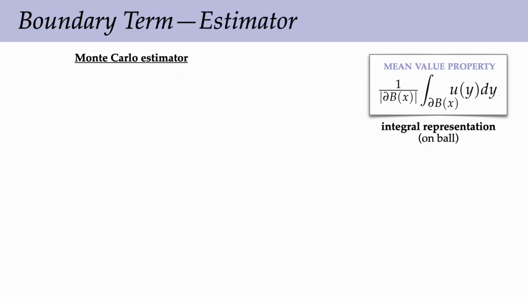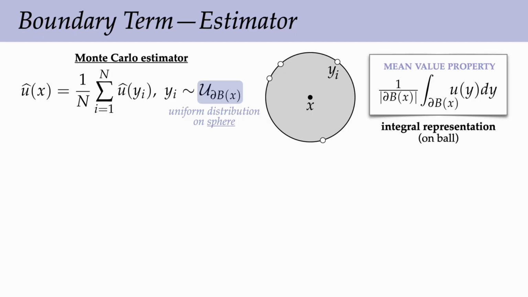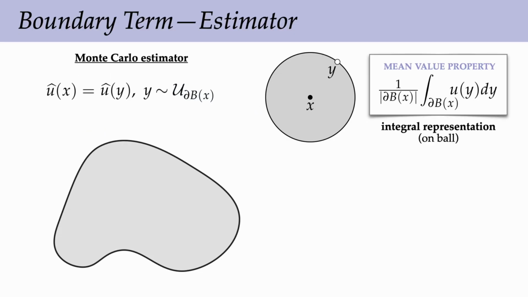So uniformly sample points on the boundary of the ball. Those are our points y sub i. And recursively evaluate our estimator for u. As mentioned before, this estimator and any Monte Carlo estimator will remain unbiased even if we take only a single sample, so setting n equals 1. And so then to estimate our boundary term, we simply recursively sample a point on the largest ball around the current point. And we get an algorithm that looks like this.